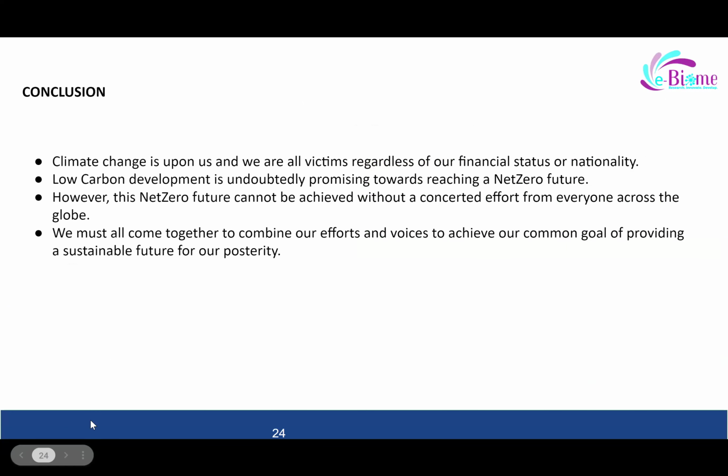So concluding on that, climate change is upon us all, and we are all impacted by climate change regardless of our financial status or nationality. It doesn't matter if you are in the developed world or the developing world, or even in a small island developing state, we are all impacted by climate change. The efforts to produce a low carbon future and reach net zero depend on all of us, and we cannot compromise on it. However, this net zero future cannot be achieved without a concerted effort from everyone across the globe. So we must all come together to combine our efforts and voices to achieve our common goal of providing a sustainable future for posterity.